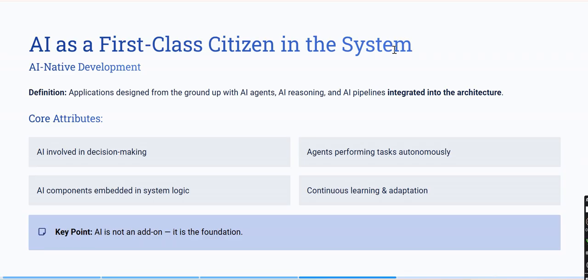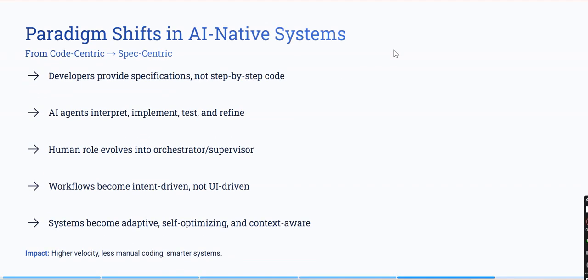Now, what are the paradigm shifts in AI native systems? In AI native systems, development shifts from code-centric to spec-centric. Instead of manually writing every function, developers provide goals, constraints, capabilities, and evaluation criteria. AI agents handle large parts of implementation, testing, and refinement. Developers become orchestrators, supervising, guiding, and correcting agents rather than typing everything themselves.